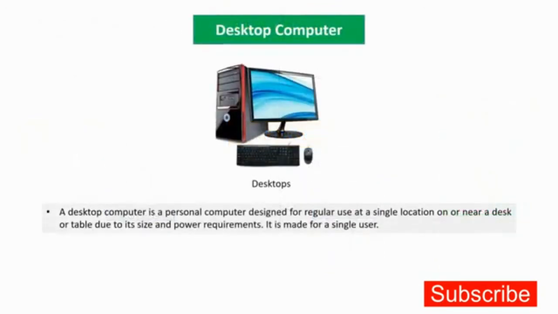This is a desktop computer and it always remains at a single location. We cannot move this from one place to another, and this is a digital computer, understand it. Now all the computers that we're going to talk about are digital computers. So a desktop computer is a personal computer designed for regular use at a single location or near a desk or table due to its size and power requirement.